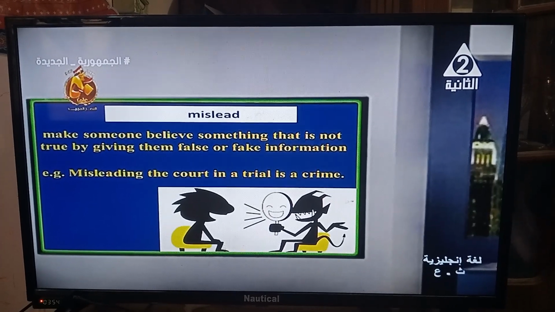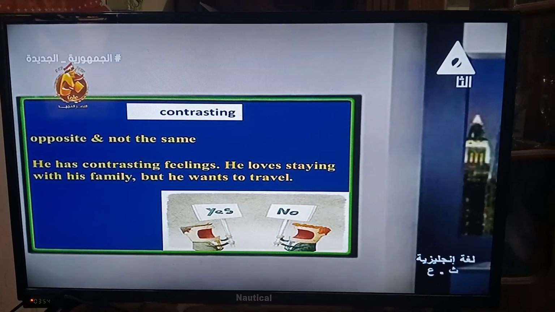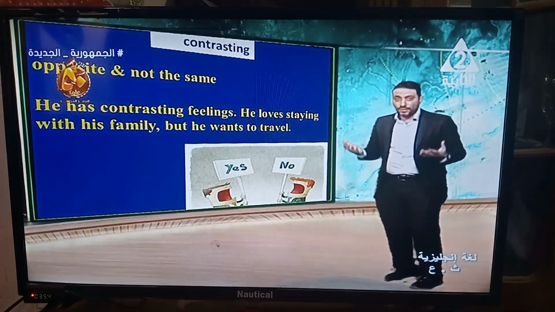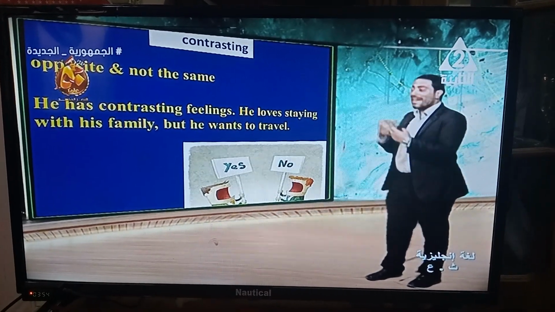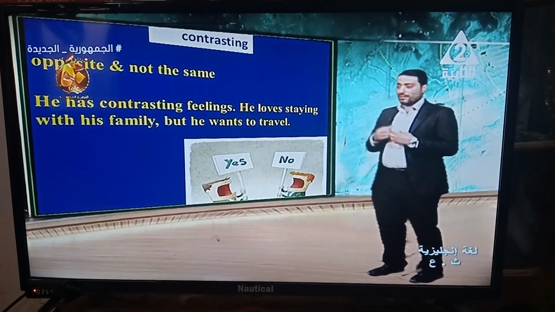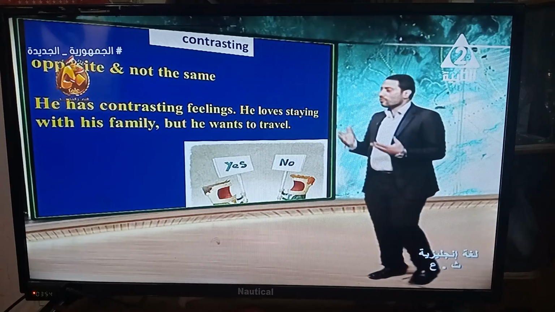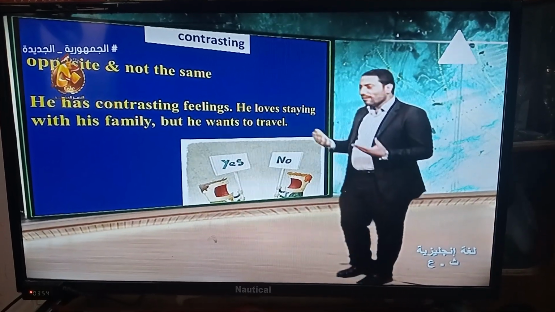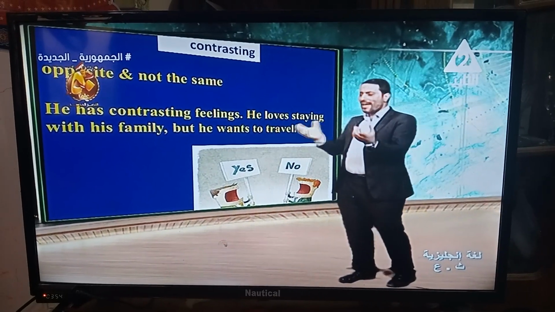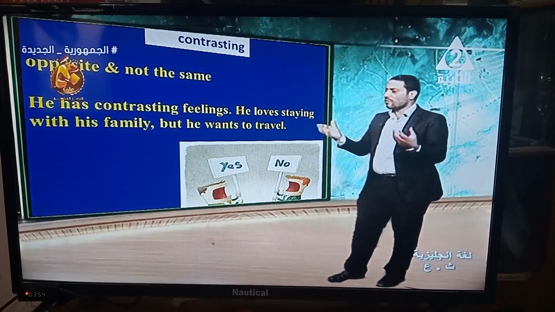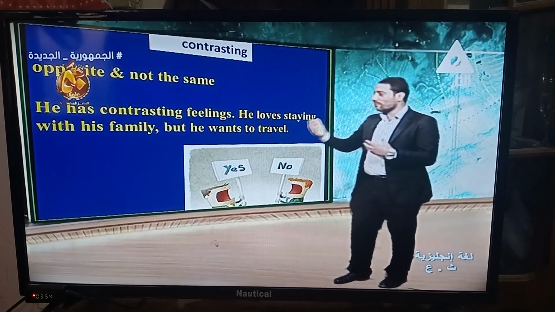Okay, the next word. Contrasting. So the next word is contrasting, and of course, it's an adjective, which means something is opposite, is contradicting. One of the synonyms is contradicting. It means not similar. Let's have a look at this example. He has contrasting feelings. So he loves staying with his family, but he wants to travel. So we have conflicting or contradicting feelings. He loves something, but he wants to leave it.